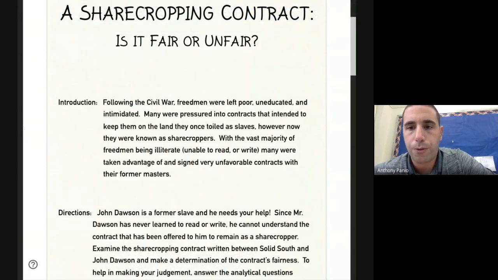Following the Civil War, freedmen were left poor, uneducated, and intimidated. Many were pressured into contracts that intended to keep them on the land they once toiled as slaves. However, now they were known as sharecroppers, no longer slaves. With the vast majority of freedmen being illiterate, meaning unable to read or write, many were taken advantage of and signed very unfavorable contracts with their former masters.